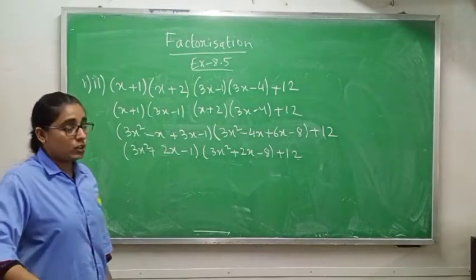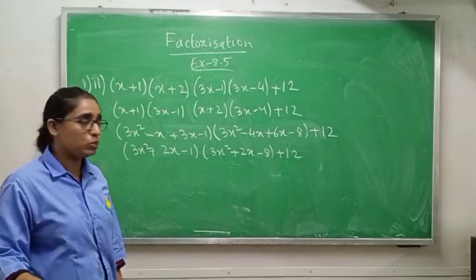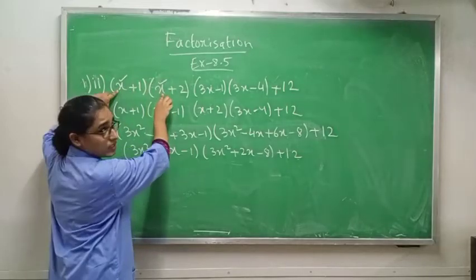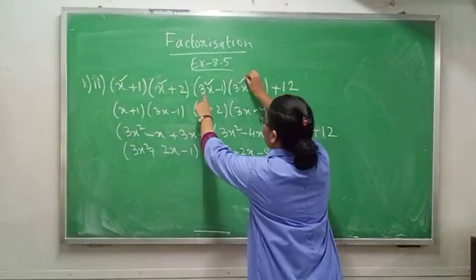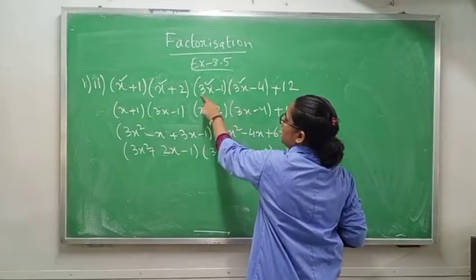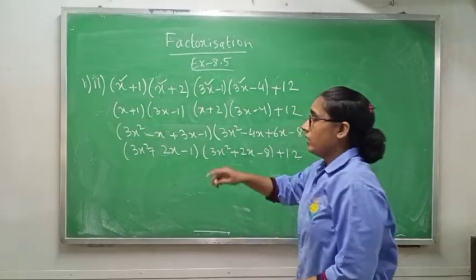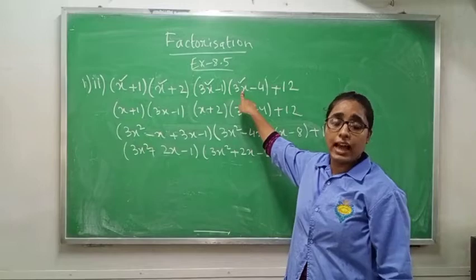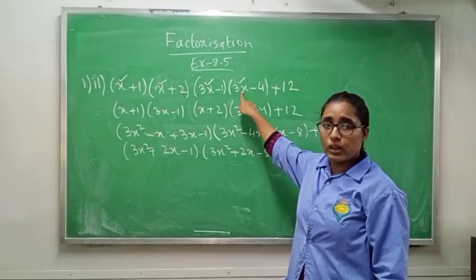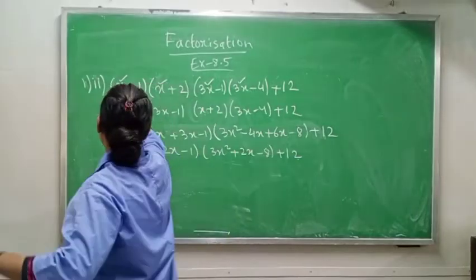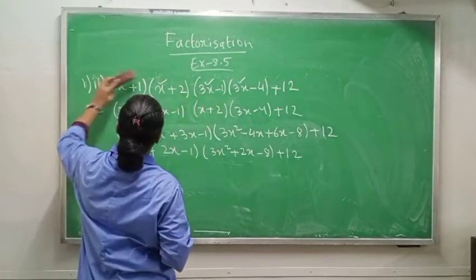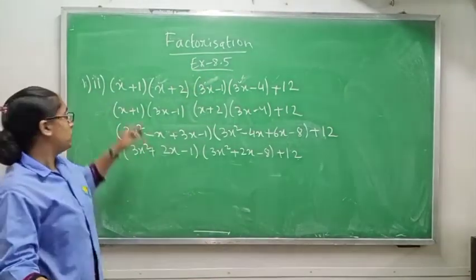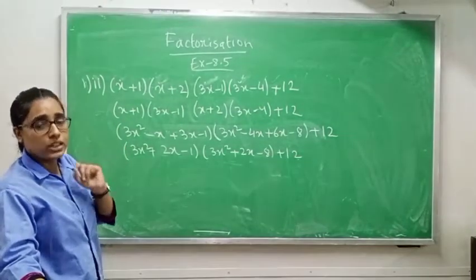You have to make pairs of two terms. Now how do you make pairs? You have to multiply first with first: x into x is x square, and 3x into 3x is 9x square. When you multiply these two you get x square, but with these two you get 9x square. These are not equal, so you will not be able to pair them. So we will change. When you multiply the first terms of the two brackets, the results must be equal.